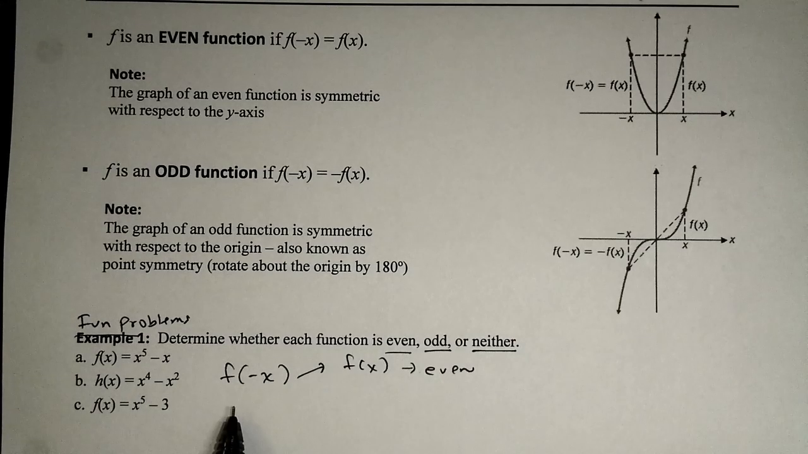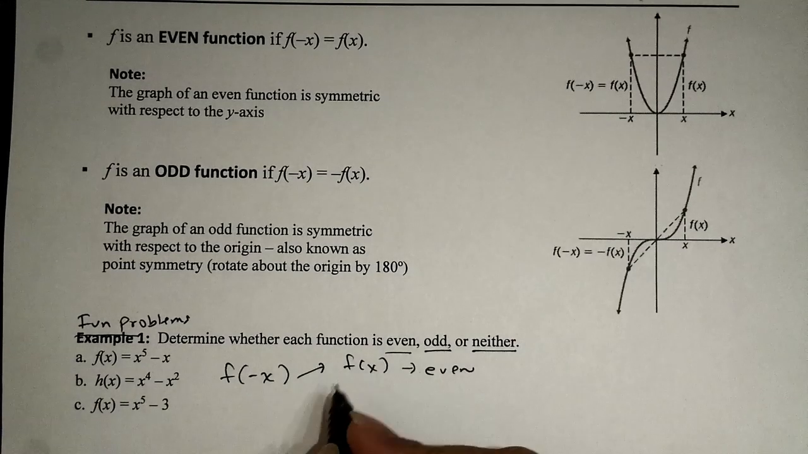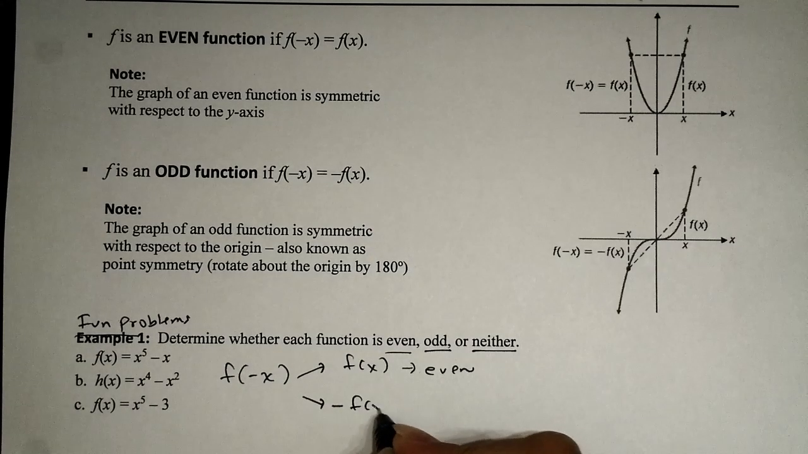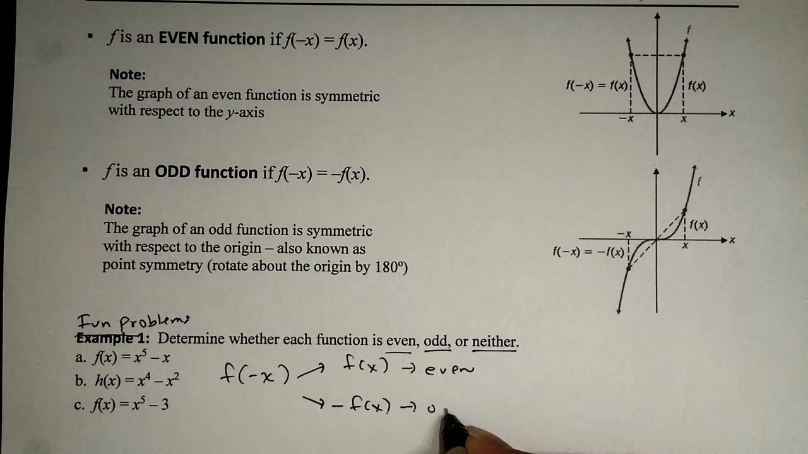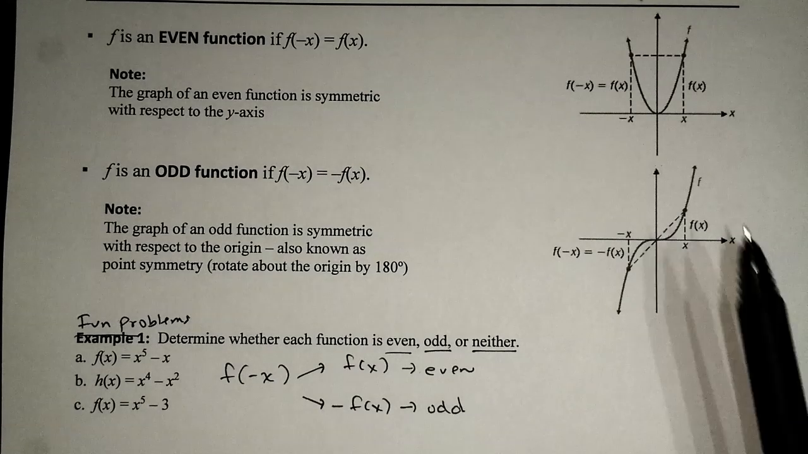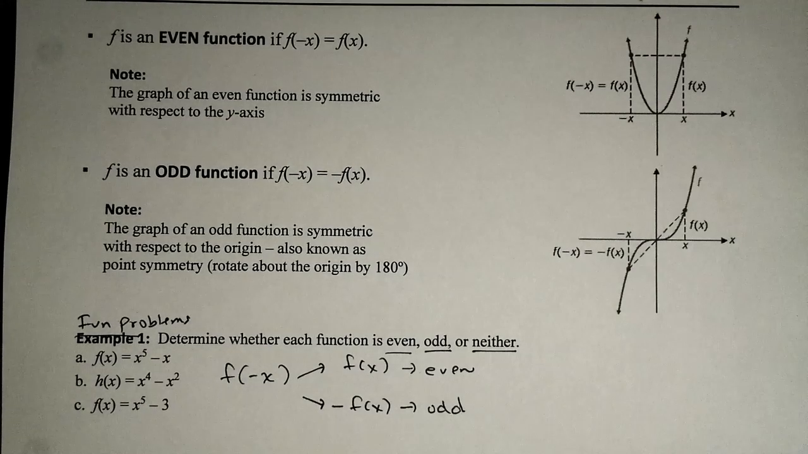However, when you find f of negative x and you don't get back the original function itself, but you get its opposite, then that will tell you that the function is odd. From a visual perspective, what does that mean? From a visual perspective, if the function is even, then the graph is symmetric with respect to the y-axis.